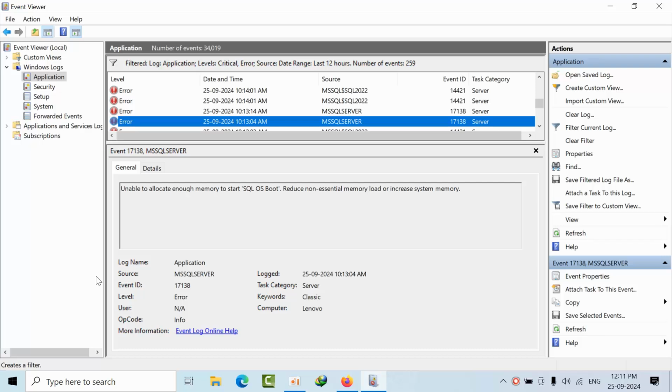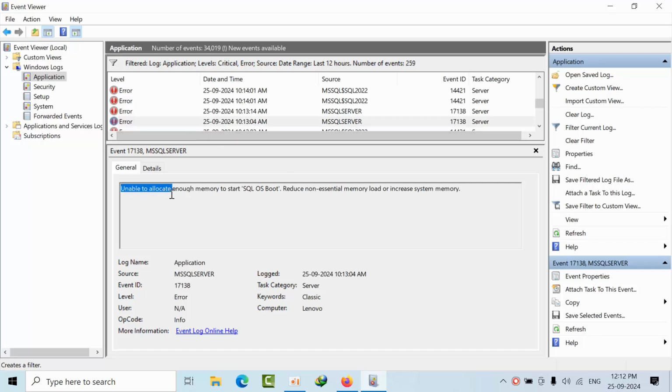While I was giving training to my students, today I was showing snapshot replication. Whenever I tried to start the SQL Server, I got this error. My instance was not started. When I checked the error, it said: unable to allocate environment memory to SQL Boost.